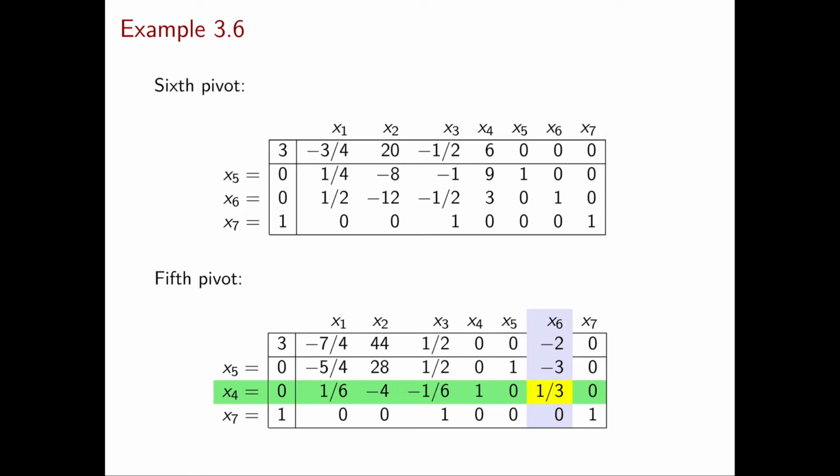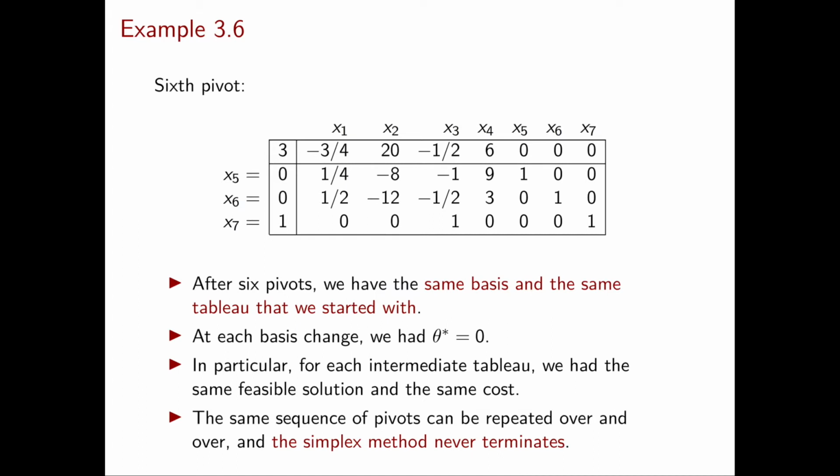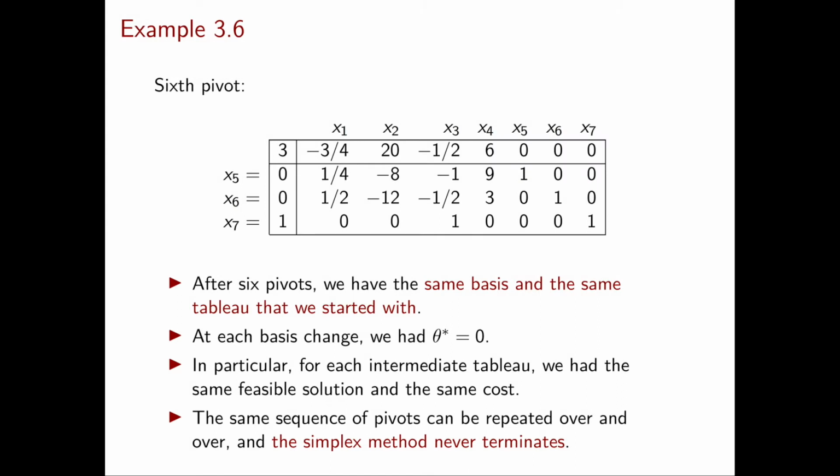And the next tableau is the one above. Now, if this tableau looks familiar, it's because, in fact, it coincides with the very first tableau we started from. Therefore, after 6 pivots, we have the same basis and the same tableau that we started with. This means that we never moved in any of these iterations. Therefore, theta star was equal to 0 in each iteration, and in fact that's what happened. And you can also check that in each tableau we had the same feasible solution and the same cost.